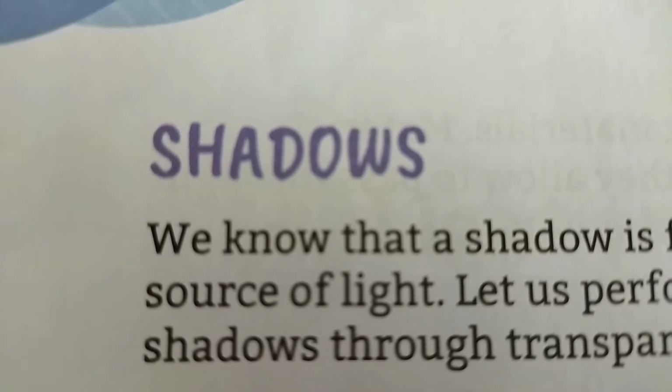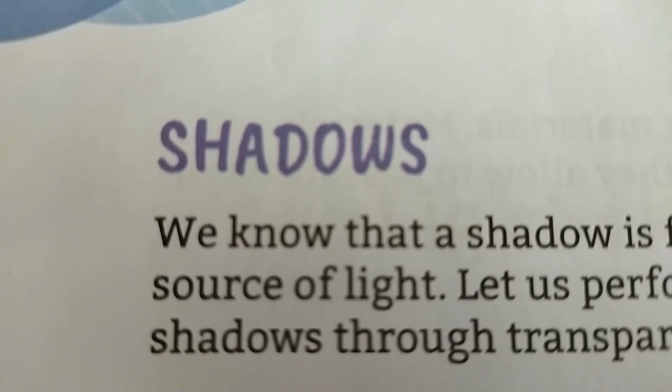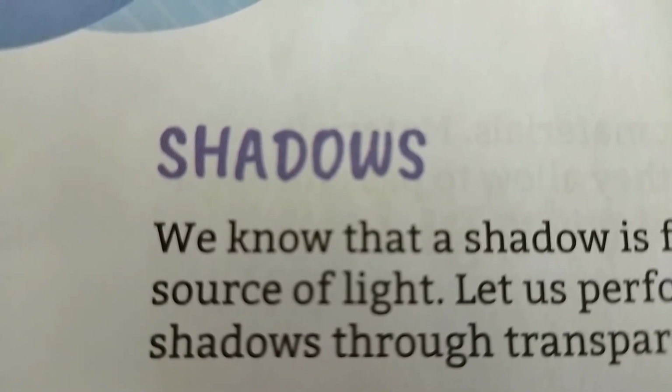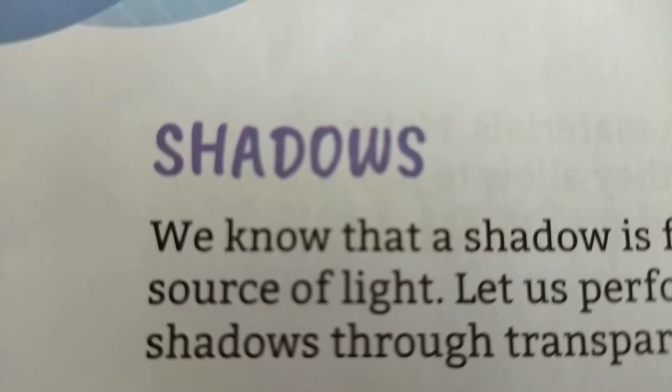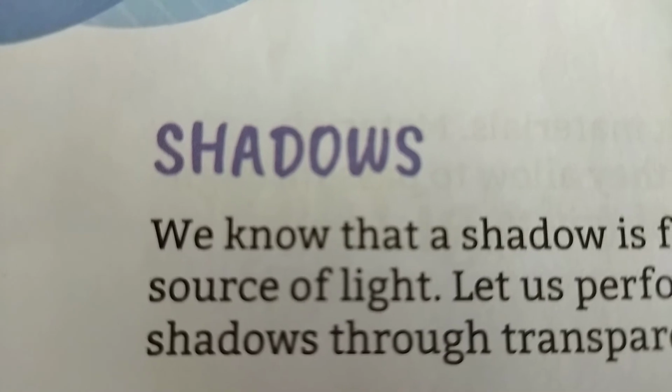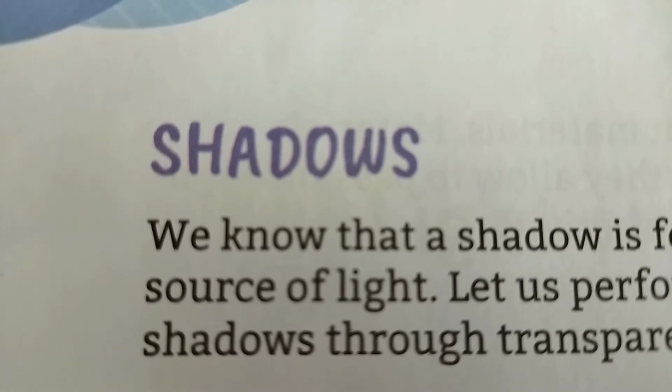Or in other words, we can say that shadows are black or grey patches which are formed by objects when light traveling in a straight line is blocked by these objects.